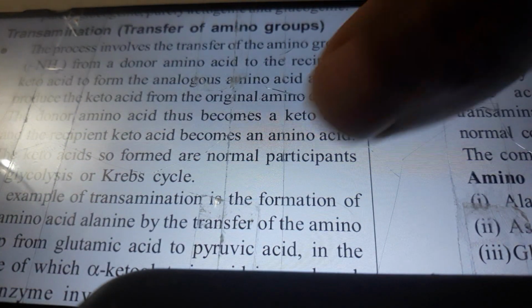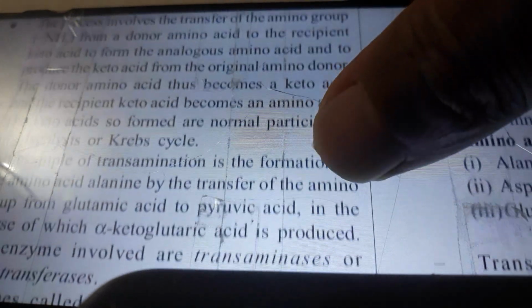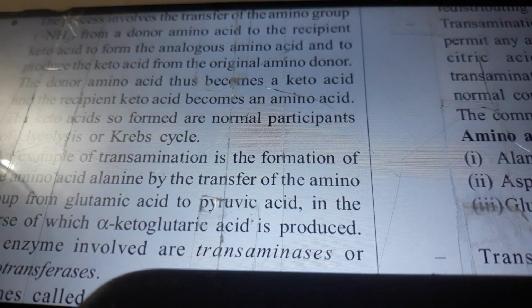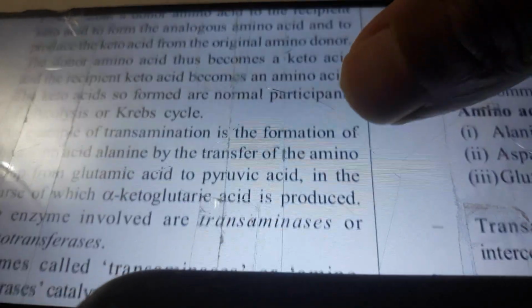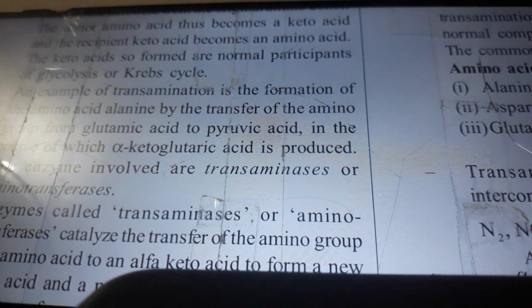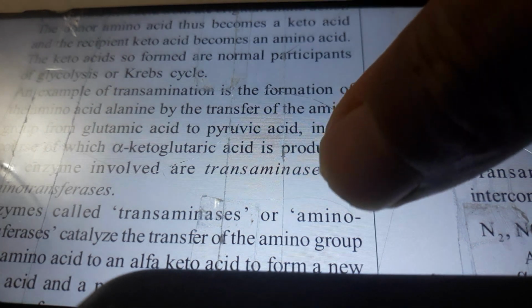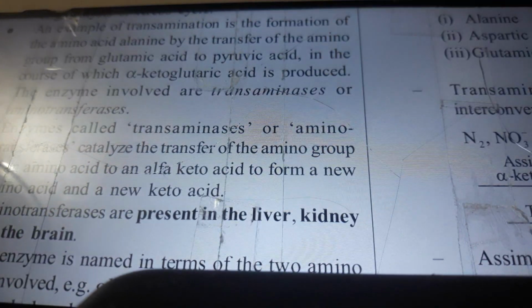Transamination, transfer of amino groups. The process involves the transfer of an amino group (NH2) from a donor amino acid to a recipient keto acid, to form the analogous amino acid and to produce the keto acid from the original amino donor. The donor amino acid thus becomes a keto acid and the recipient keto acid becomes an amino acid. The keto acids so formed are normal participants of glycolysis or the Krebs cycle. An example of transamination is the formation of alanine by the transfer of the amino group from glutamic acid to pyruvic acid, in the course of which alpha-ketoglutaric acid is produced.